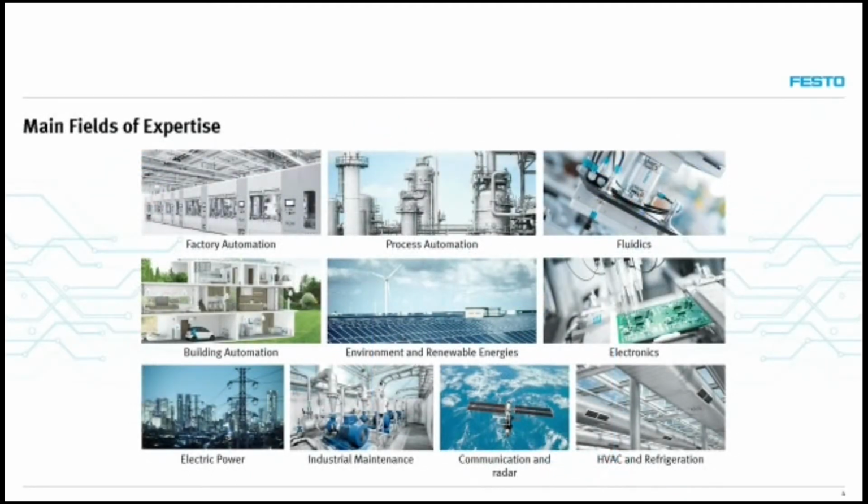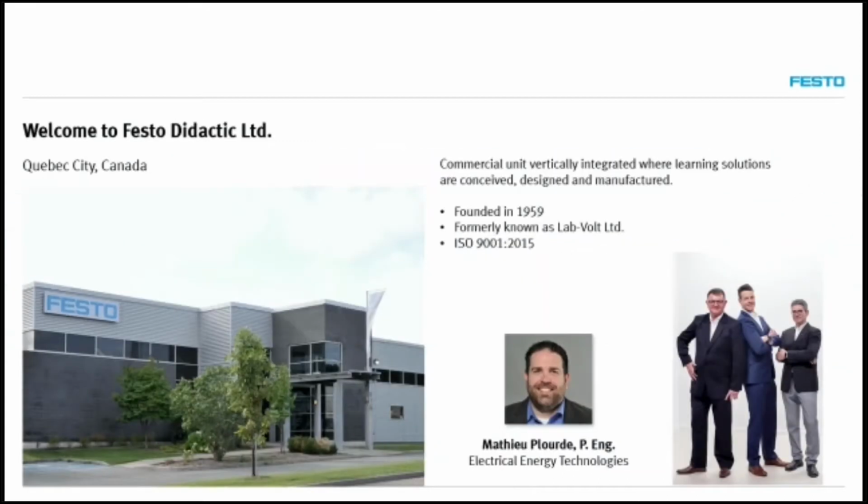What are our main fields of expertise with the different training systems and training solutions that we provide? Well, you have a quick glimpse here. So factory automation, process automation, fluidics, pneumatics, hydraulics, building automation, environment and renewable energies, as we will see today, electronics, electric power, which is related to the renewable energies, of course, industrial maintenance, communication and radar, and HVAC and refrigeration. So as you can see, we touch most of the training fields in the mechanical and electrical engineering field.